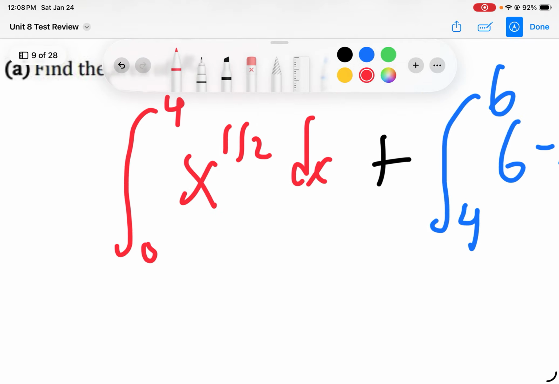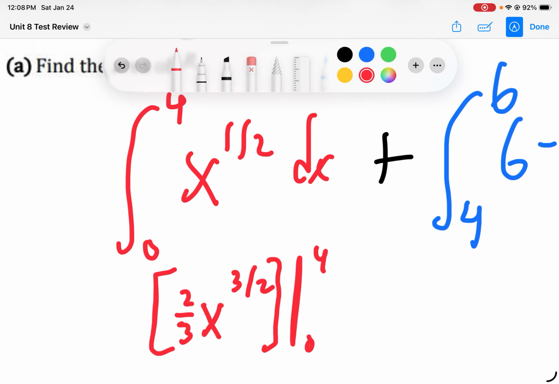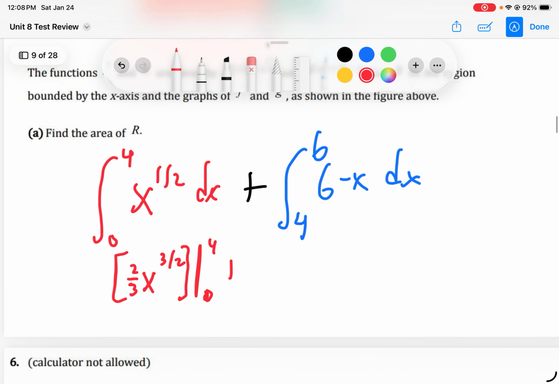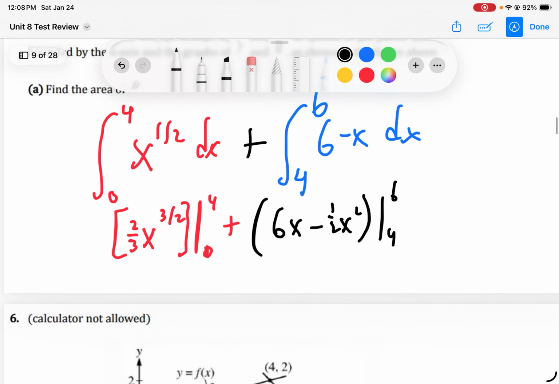So now we'll find the antiderivative of x to the 1/2: add 1 to the exponent, so it's 3 over 2, multiplied by the reciprocal of 3 over 2, which is 2/3. And we're going to evaluate that from 0 to 4. Then we're going to add the integral of this. So the antiderivative of 6 minus x would be 6x minus x squared over 2, evaluated from 4 to 6. And that really is going to get kind of gross. So we should just know that it is going to be 2, but that this option exists.